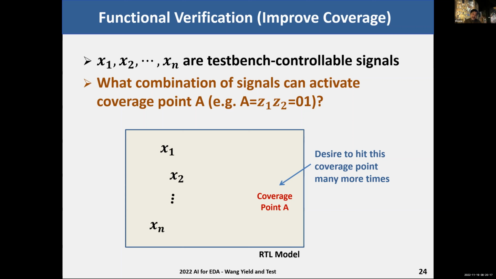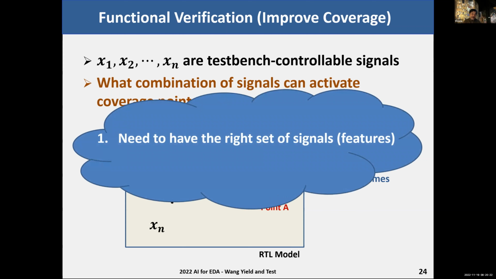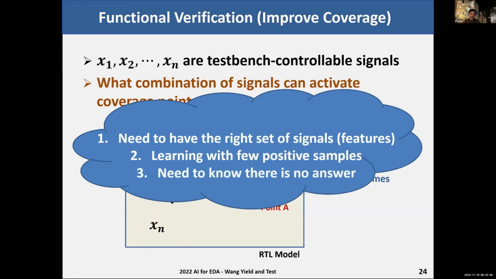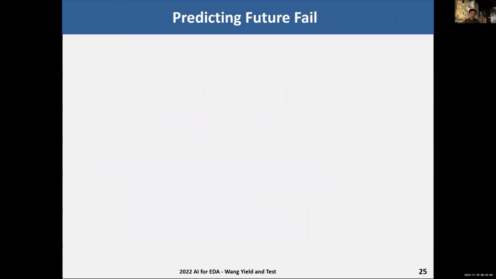So the context is similar to what we talked about earlier, because we need to have the right set of signals in order to get to the answer. And the learning is also with very few positive samples, and sometimes can even have no positive sample, none. To facilitate search, we need a tool to tell us there's no answer for a given data set we constructed.